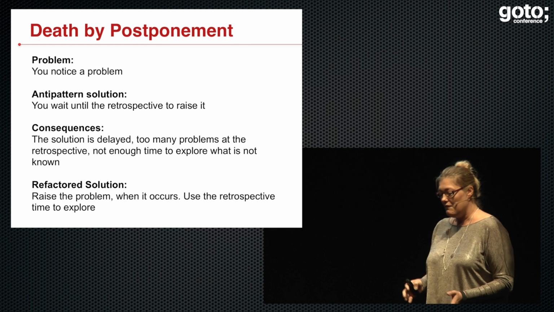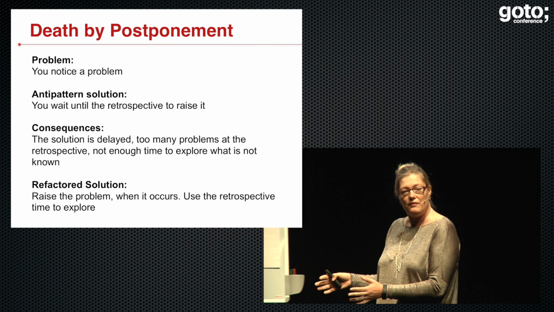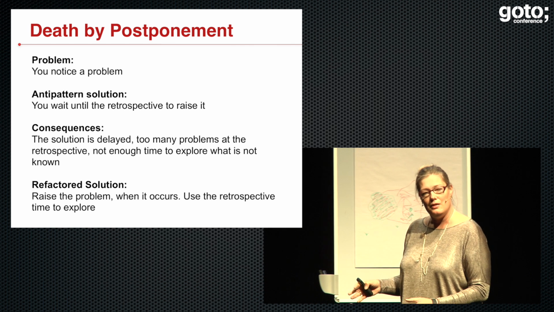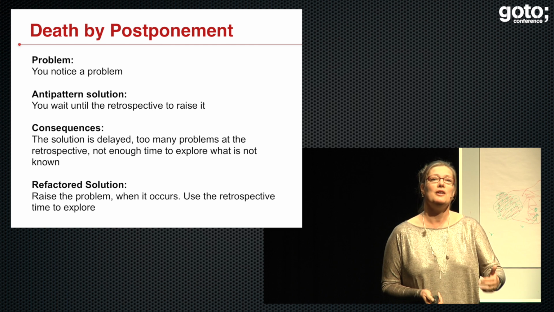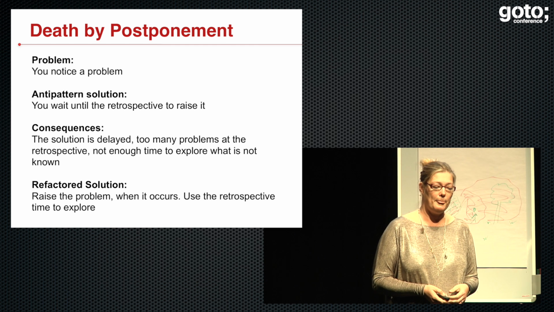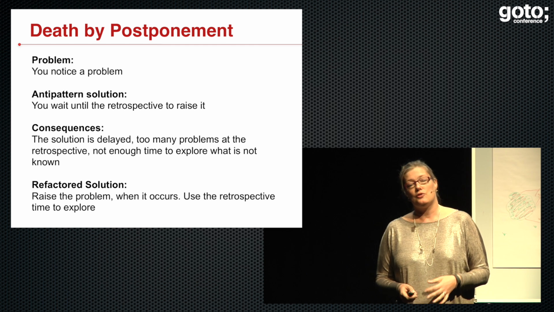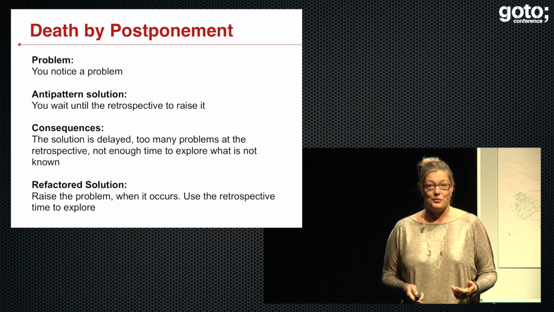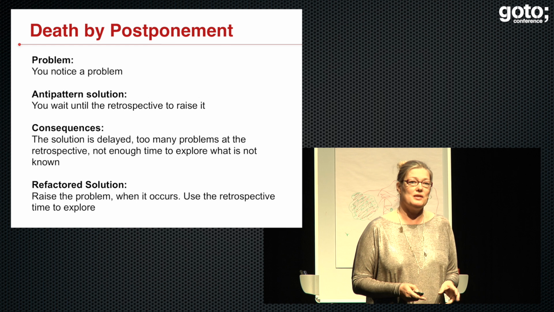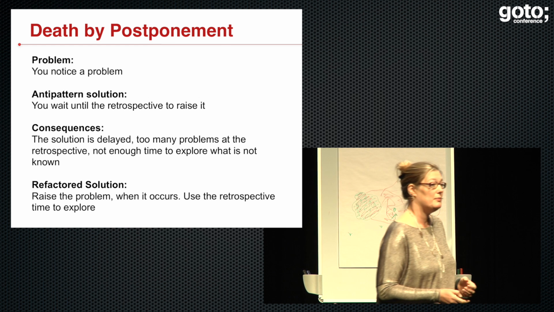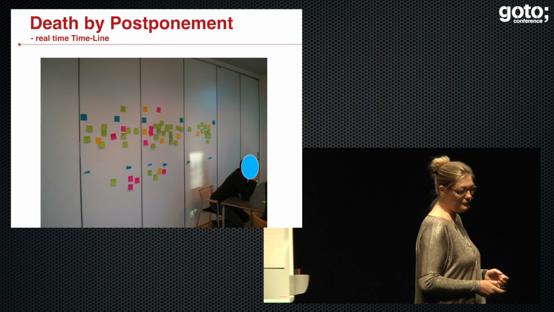And if you save all the things that are obvious, that everybody knows about already, then you don't have enough time to dig for the gold, to find the new things that should pop up. So the refactor solution is to raise the problem when it occurs, of course. It seems very obvious, and again, an abstract solution is not always good enough. So what could we do to implement this abstract solution?